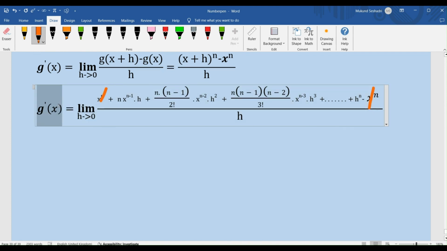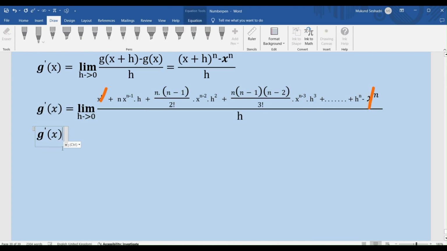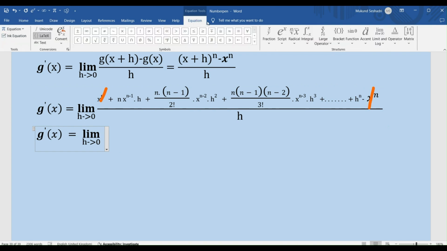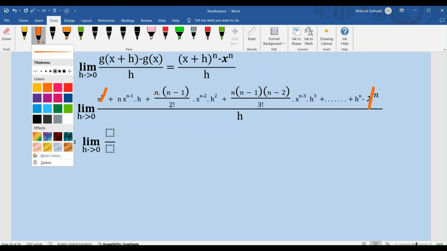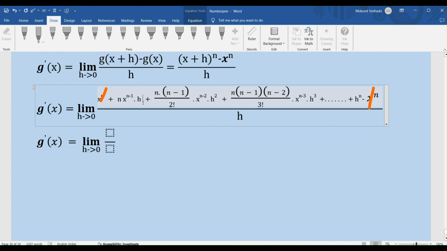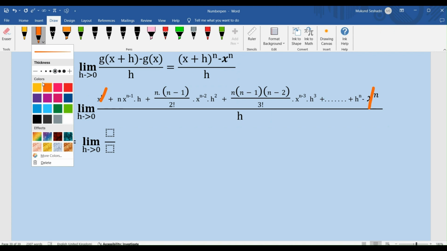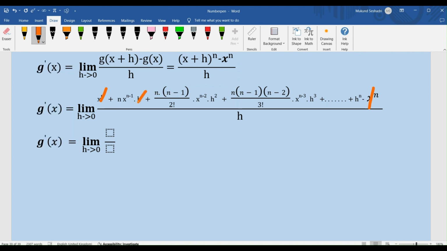The next line, limit h tending to 0. Remember, folks, I've removed my x to the power n because I've cancelled it in the previous step. And then I have my h in the denominator, which gets cancelled out, right? So I'll just show it to you in the previous step itself. So I can cancel out this h.